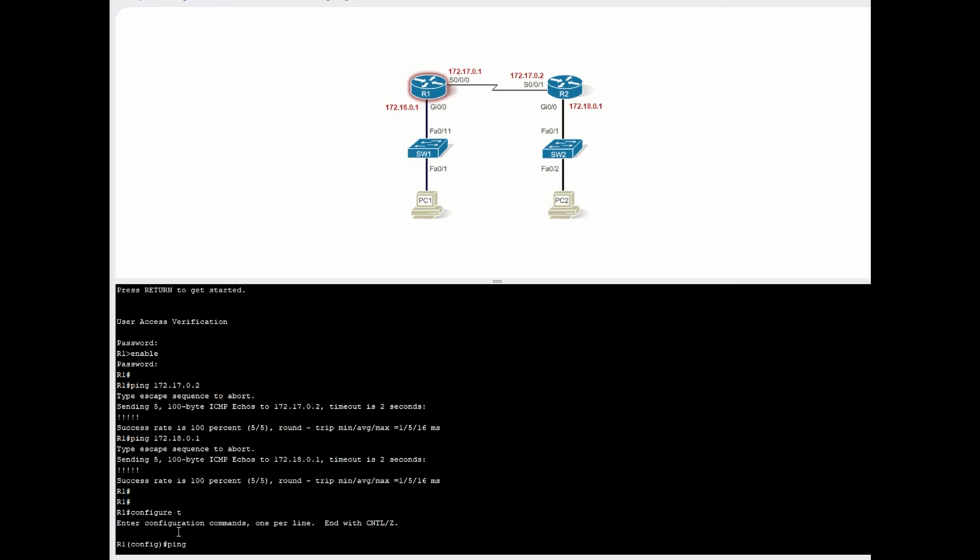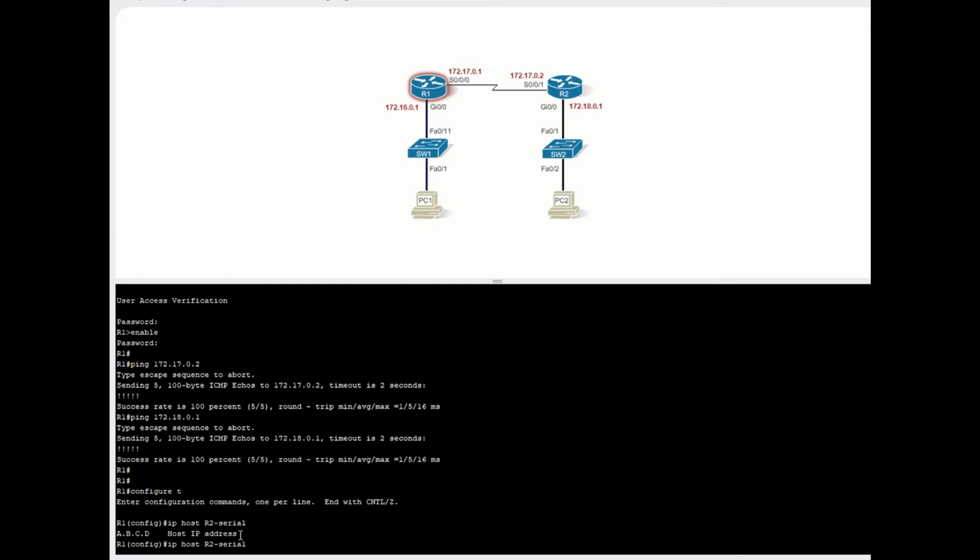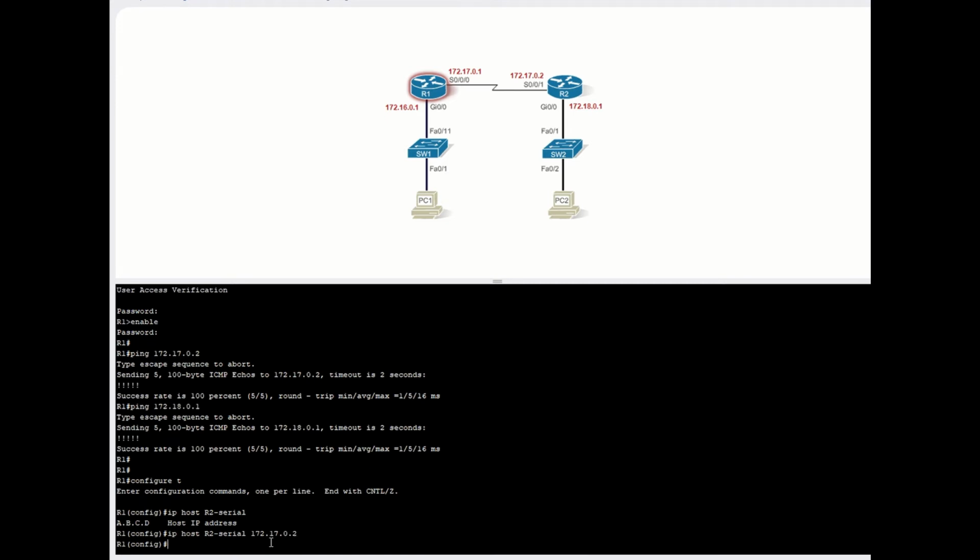So now ping using the IP host command. So R2 dash serial. This is the one here. We want to put that IP address. So if you hit question mark here, it will ask for IP address. So we want to put that IP address here, the serial port, 172.17.0.2. Same thing here on our gigabit port.